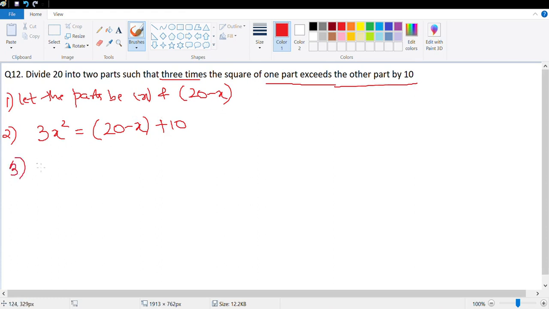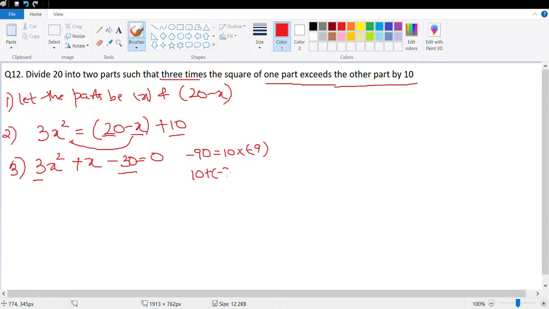Let's bring everything on one side. So we have 3x squared plus x minus 30 is equal to 0. Why plus x? If minus x goes on this side, it becomes plus x. And this is 20 plus 10, 30. When it goes to the other side, it becomes negative 30. Right? That's correct. 3x squared plus x minus 30 is equal to 0. I need to find factors of negative 90, the sum of which would be plus 1. So that should be 10 multiplied with negative 9. And 10 plus negative 9 is also equal to 1. Perfect. So I've been able to split 1 as 10 minus 9.